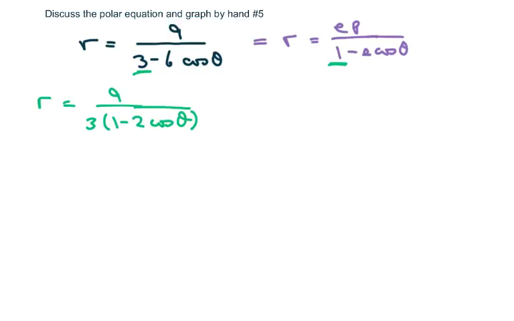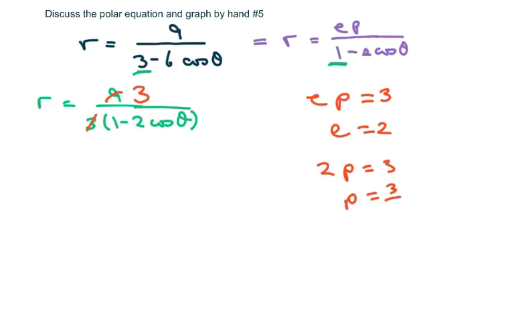Alright, and then I'm going to go ahead and simplify here. 3 goes into 9 3 times. So let's discuss this. ep equals 3. My e equals 2. Therefore, I'm going to plug in my e: 2p equals 3. So p is 3/2, or 1 1/2. Now e equals 2, which is greater than 1. So therefore, this is a hyperbola.